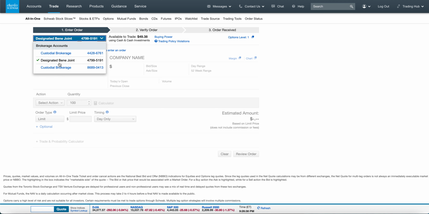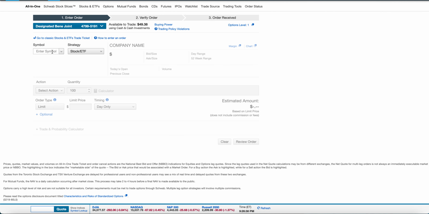This one in the middle is the main account that I invest and trade in. It says designated beneficiary joint because my kids are the beneficiaries on it. So anyway, once you're there, it'll show you how much you have available to trade. You can see right now I've only got $50, not very much, because most of my money is invested into the market. So you'll go to symbol.